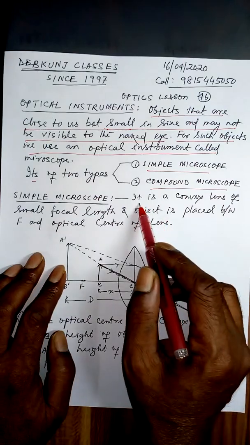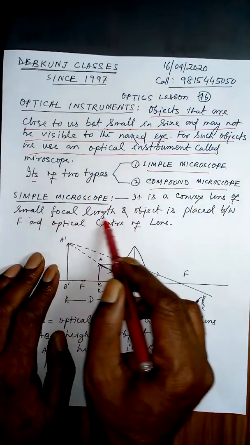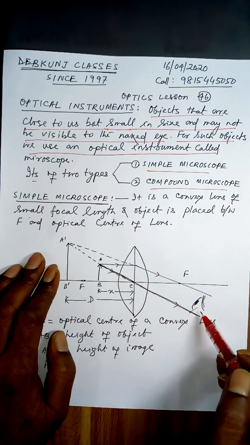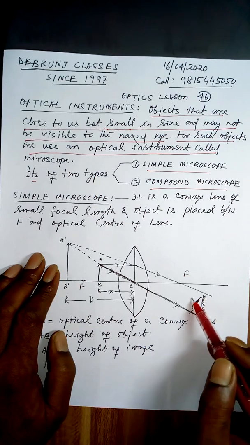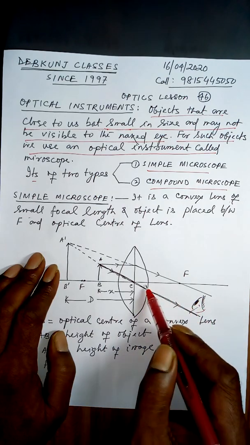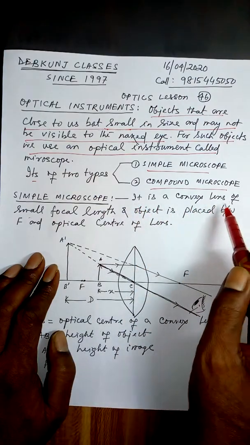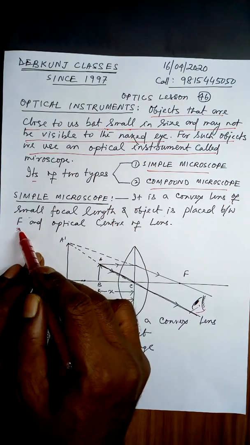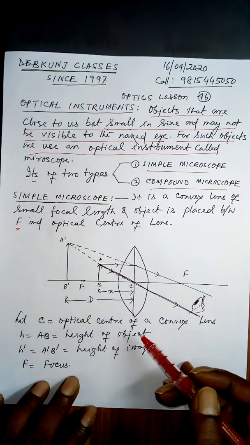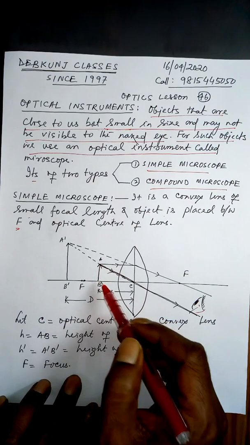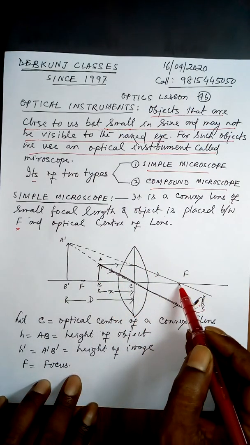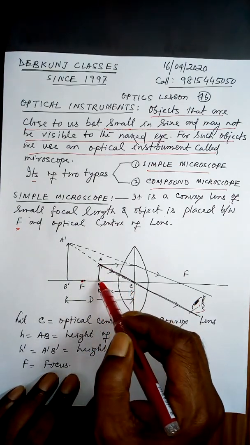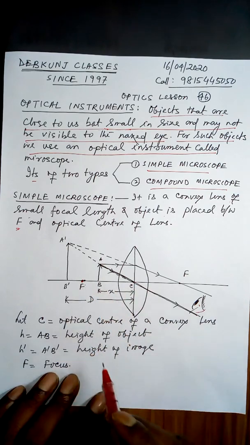A simple microscope is a convex lens of small focal length. Look, this convex lens of small focal length. I am watching from this side. This is my eye. Of course, the eye is very close to the lens. The object is placed between focus and the optical center of the lens. Look, this is the object AB. This lens has a focus on this side and a focus on this side. C is the optical center. The object AB is kept between C and F.